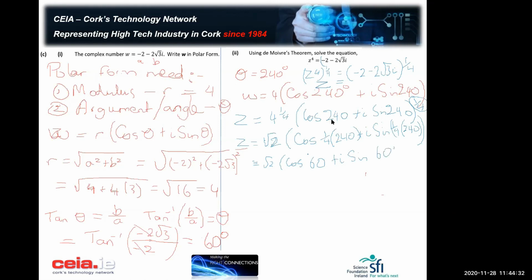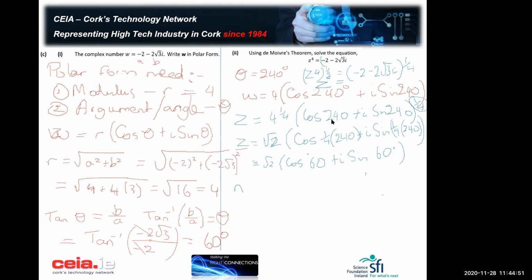But the thing to remember here is that with z to the power of 4 and z to the power of a quarter, what we're actually finding is we have 4 roots. We have 4 solutions to this. Okay? So the solutions come in terms of n.